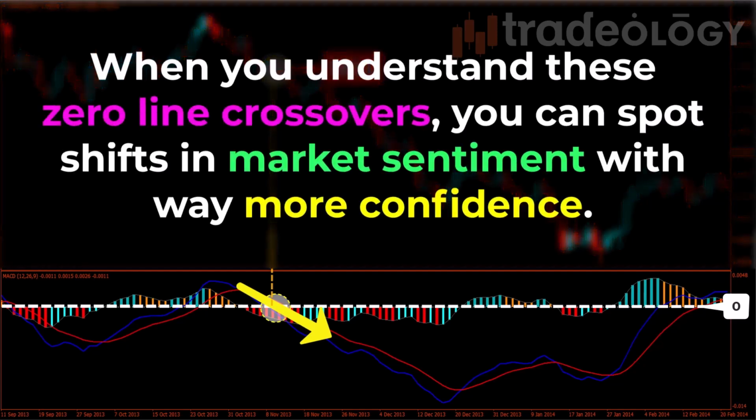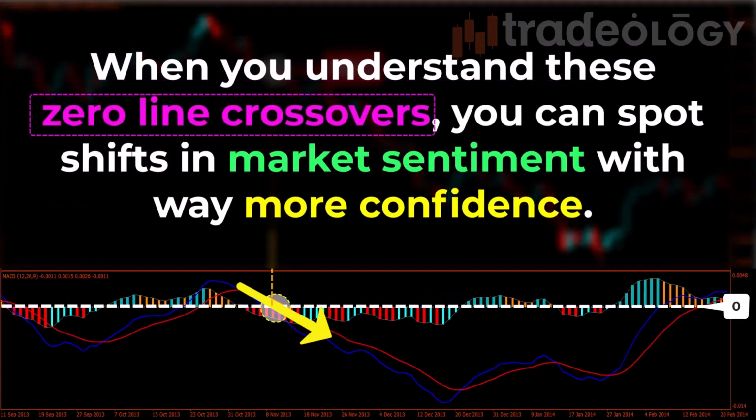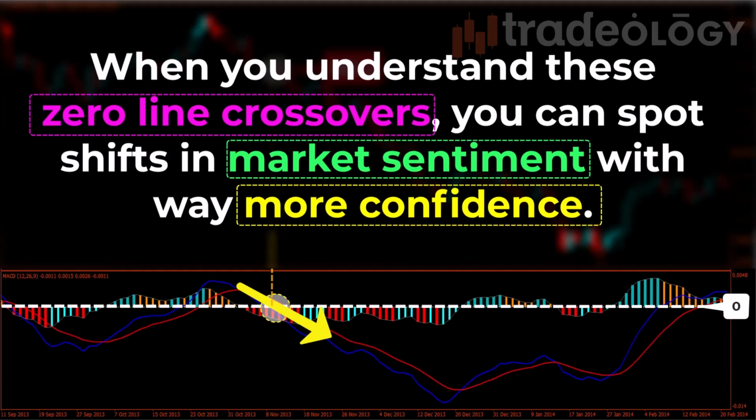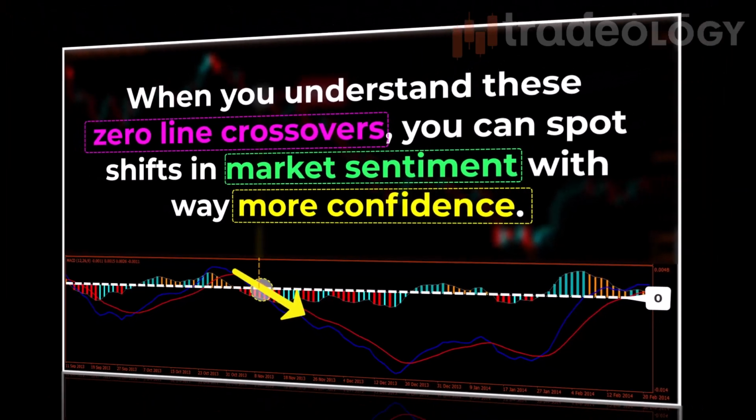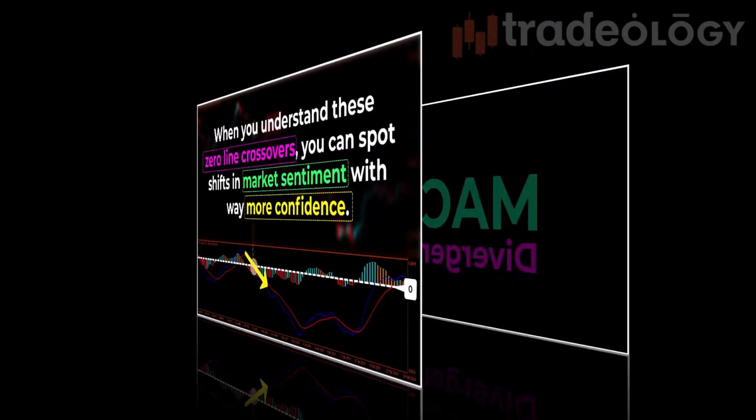When you understand these zero line crossovers, you can spot shifts in market sentiment with way more confidence. It's simple but crazy effective for confirming whether the market's pushing up or pulling down. And here's the best part. In the next section, I'm going to show you how to combine this zero line trick with other parts of the MACD to create a rock solid trading strategy. Stick around because this one small detail can absolutely transform how you trade.